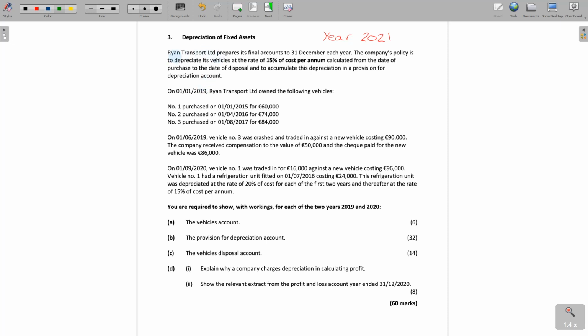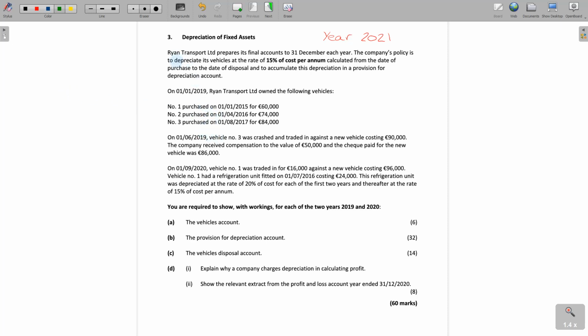So just reading through the question. The best way to do it is read through the question, pick out all the vehicles or vans you need for your table, the years you're going to be working for, and then create a table, which I have on the next page. The table will always be set out the same way, where we have vehicles on the y-axis going down in the rows, and the columns are going to be the years.